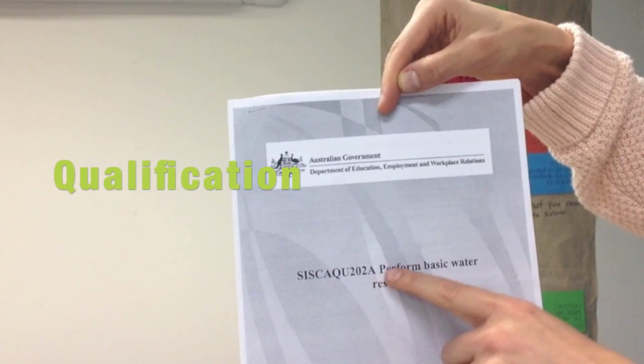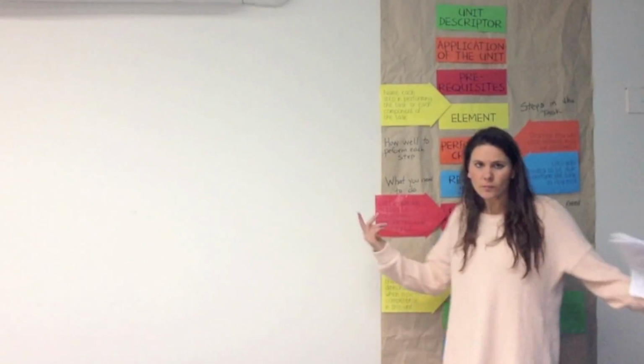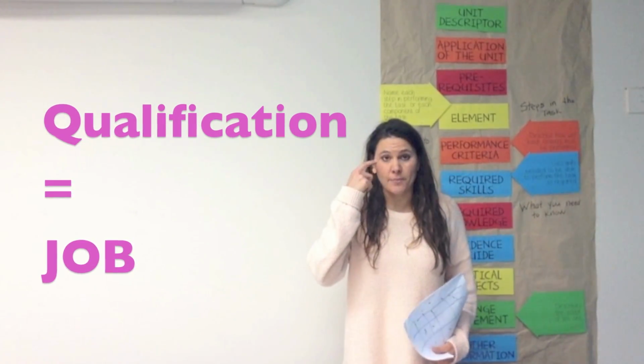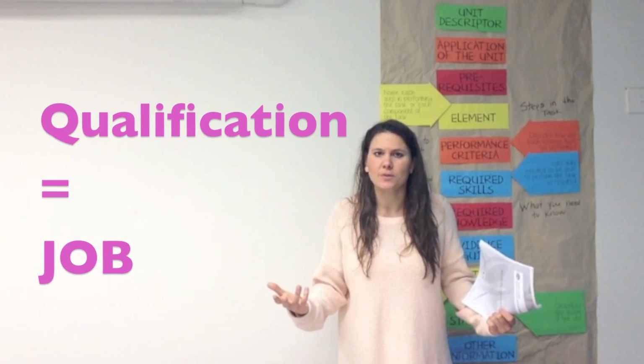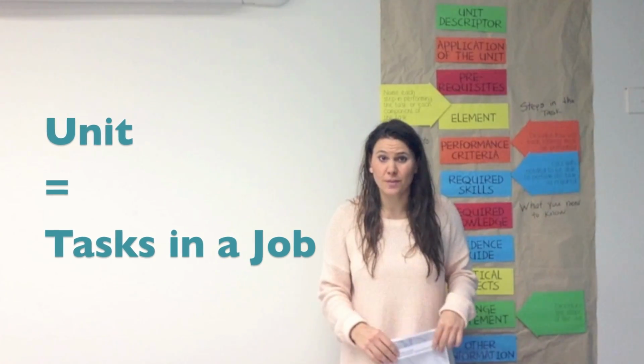So when you go, okay, here's what we're going to do, is just specifically perform basic water rescues. What kind of job do you reckon that particular skill might be part of? Well, maybe a lifeguard, right? So if it's a lifeguard, then what qualification might that represent? So jobs are related to qualifications. Units are simply a breakdown of all the tasks within that job.